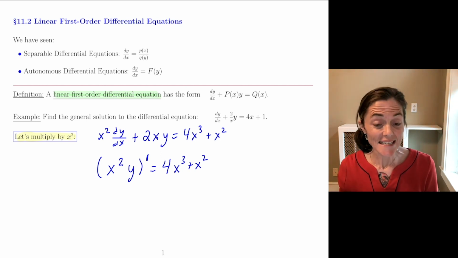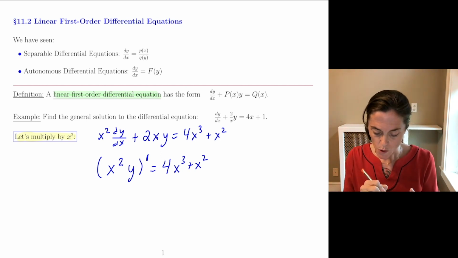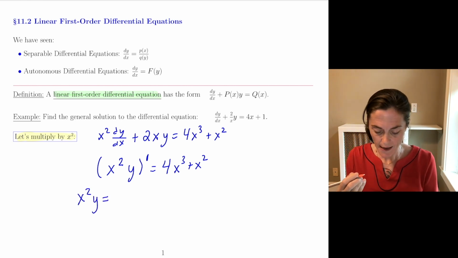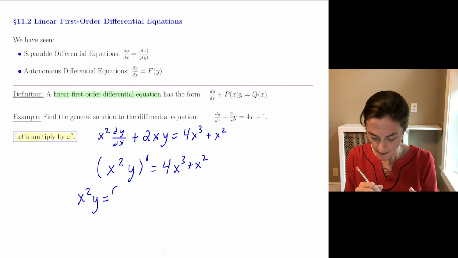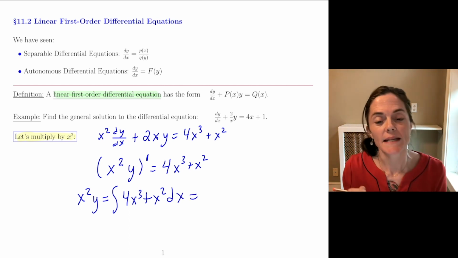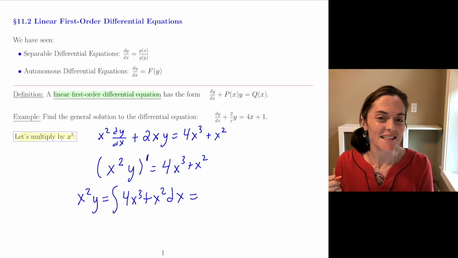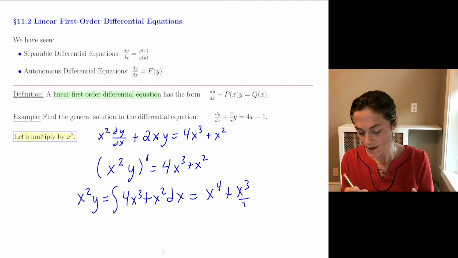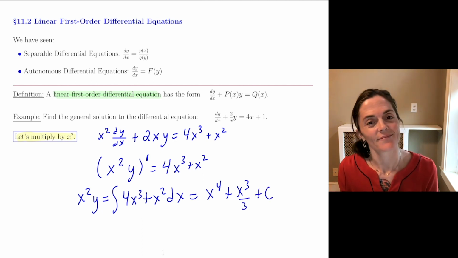Well, we could just integrate both sides. So the left-hand side, I have x squared y. The right-hand side, I will have the integral of 4x cubed plus x squared dx, which each term is just power rule. I have x to the fourth, plus x cubed over 3, plus c.